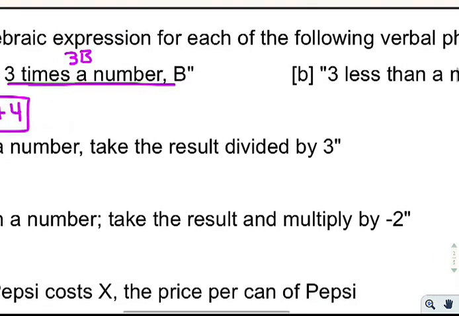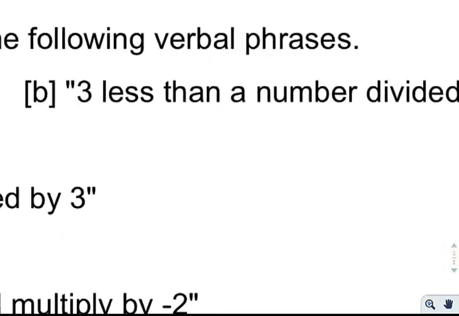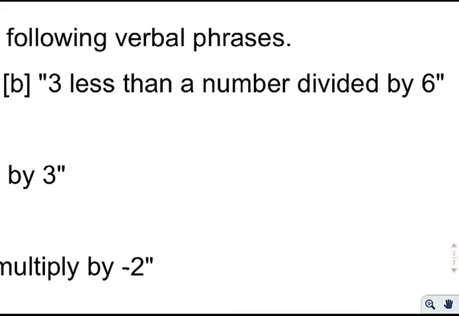So let's look at part B. 3 less than a number divided by 6. Well, 3 less implies a minus 3. A number divided by 6, it's not telling me what kind of number to pick or how to represent it. So we're going to use a variable, but in this case, the variable is my choosing. A number divided by 6, I'm just going to say n over 6. So 3 less than n over 6 should be n over 6 minus 3.